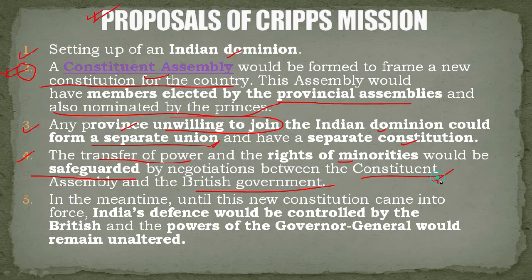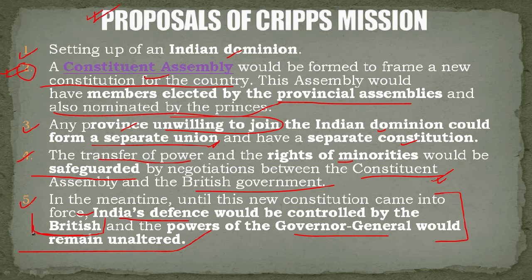Therefore, in class 9th we have learnt in civics about the Constituent Assembly, so you can imagine, you can visualize how the negotiations might have been going on at that point of time between the Constituent Assembly and the British government. In the meantime, we also see until this new constitution came into force, India's defense would be controlled by the British, and the powers of the Governor General would remain unaltered. So one of the most important points which we learn from here is the defense. India's defense would be controlled by the British. This point says that until the new constitution came into force.